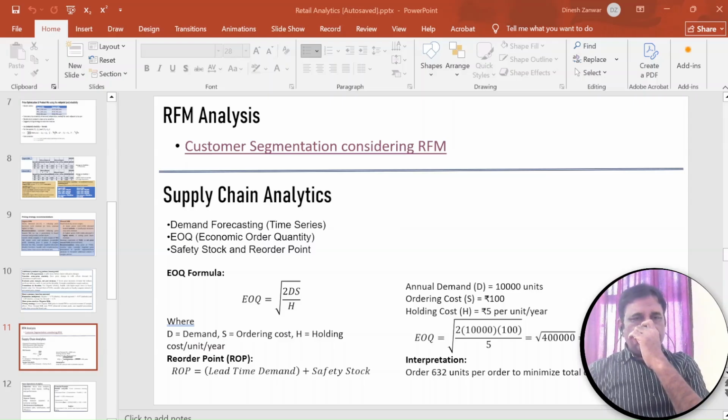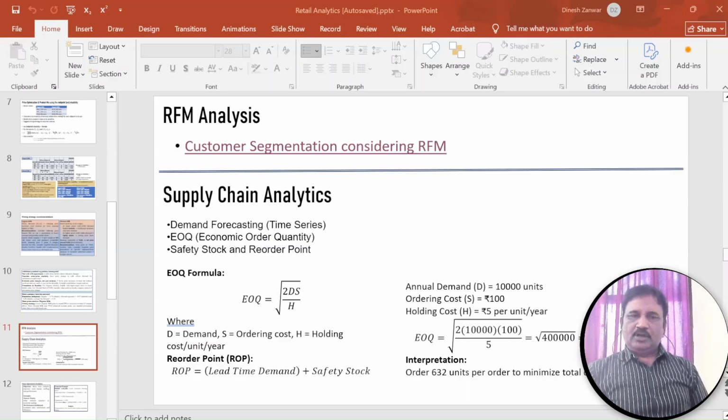So if you buy more per order, then holding cost will be more. As the number of orders is less, ordering cost will be less. But if you buy less per order, the number of orders will be more, therefore ordering cost will be high, and you will be spending less on holding cost because less money is blocked.